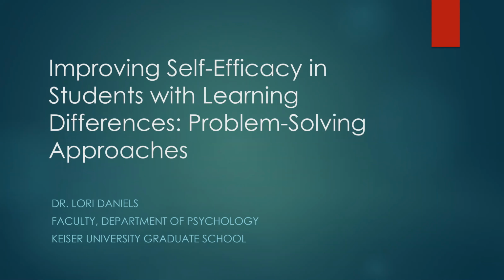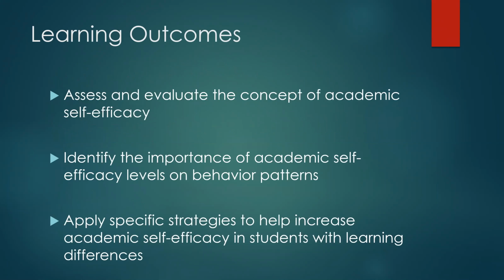approaches here. Okay, so the learning outcomes, or some of the purposes of this presentation, are going to be to discuss and define what academic self-efficacy is. We're also going to look at why this is important, right? So what is the importance of it, and how does academic self-efficacy impact behavior? And then we'll finish the presentation by looking at specific strategies that parents or educators and even students themselves can use to help improve their academic self-efficacy.